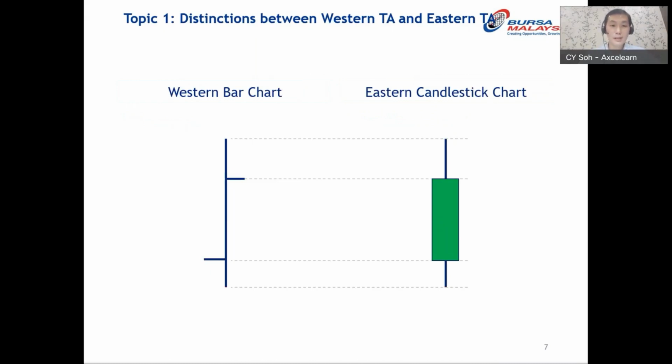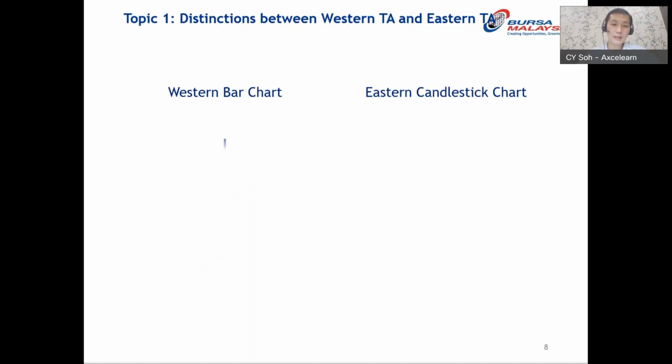The opening price for a Western bar chart is labeled on the left-hand side, and the right-hand side is labeling the closing price. So for both bar chart and candlestick chart, they represent the same information. The difference is how it is being drawn on your charts. Now, similarly, for a down day, your bar chart and candlestick chart will look the same as well.